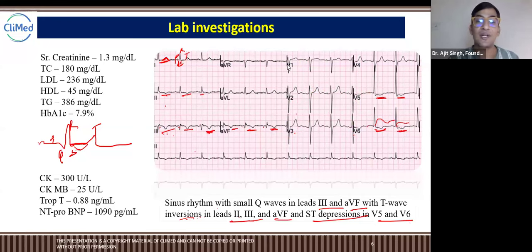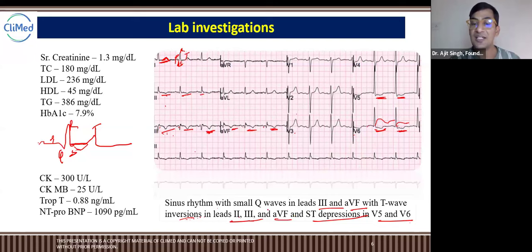Now, if T wave inversion is present in only one lead, is it still considered an MI? Absolutely, whatever the degree of inversion. If it is inverted in V6 only, it is definitely MI. The location of the MI will be different: either anterior wall MI, posterior wall MI, or lateral wall MI. So the location of the myocardial infarction in the heart will change.